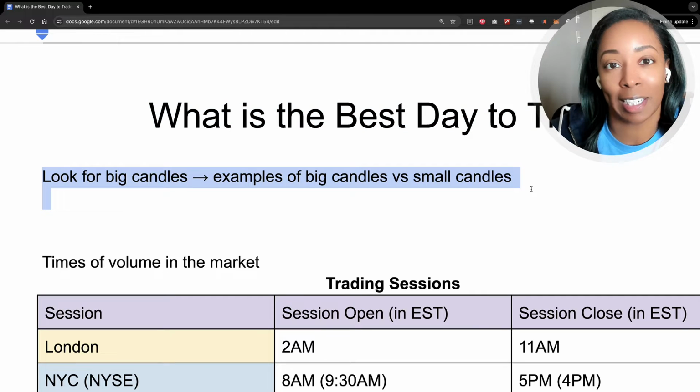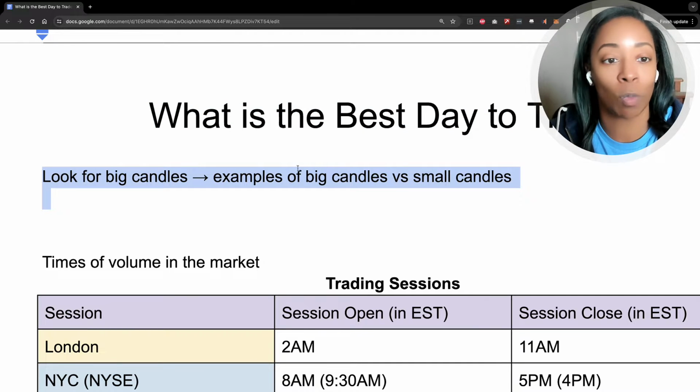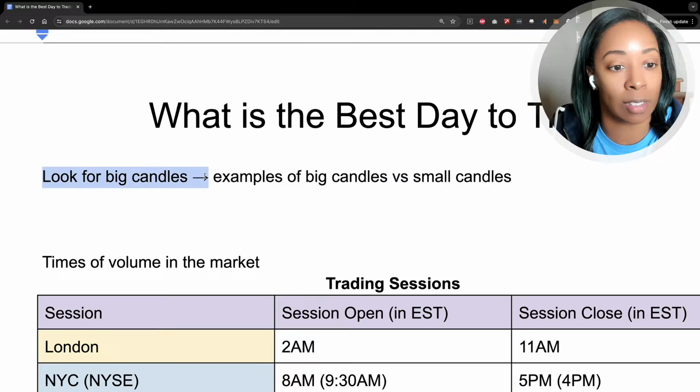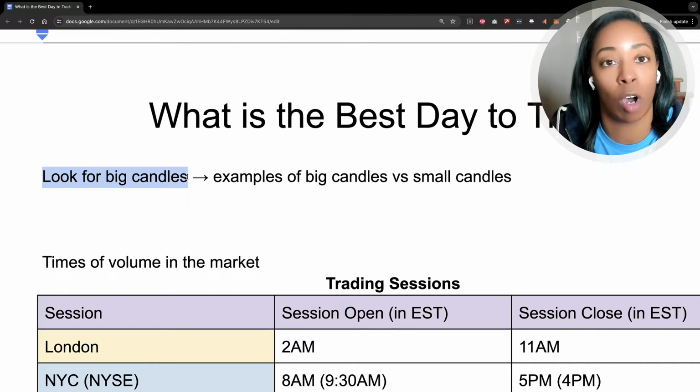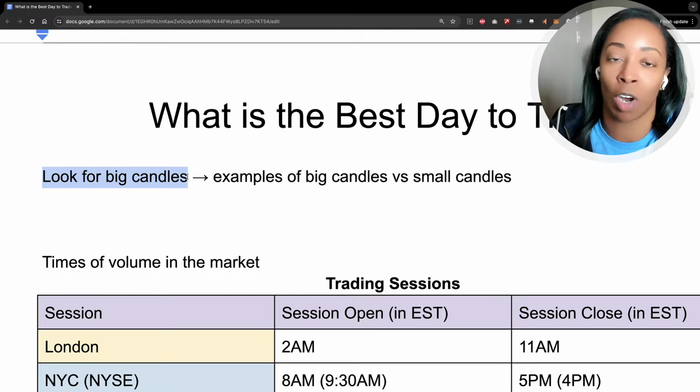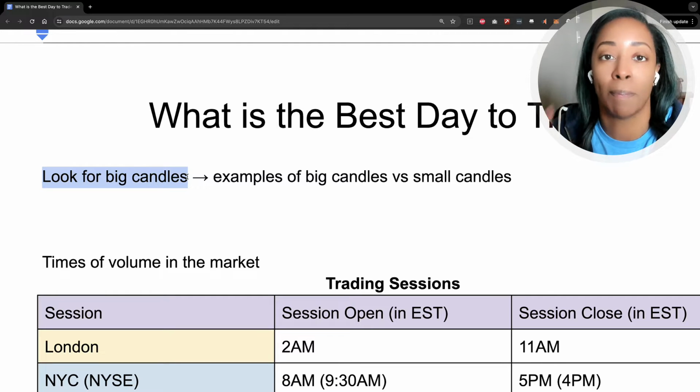Okay, so when you're looking for the best day to trade, one thing you need to keep in mind is you need to look for big candles, because big candles signify big volume. And when there's a lot of volume in the market, that gives you the best opportunity for price to push in the direction that you want it to go. So let's go ahead and go over to the chart.